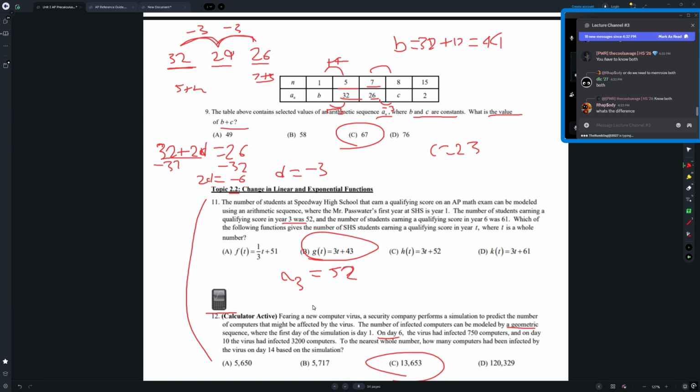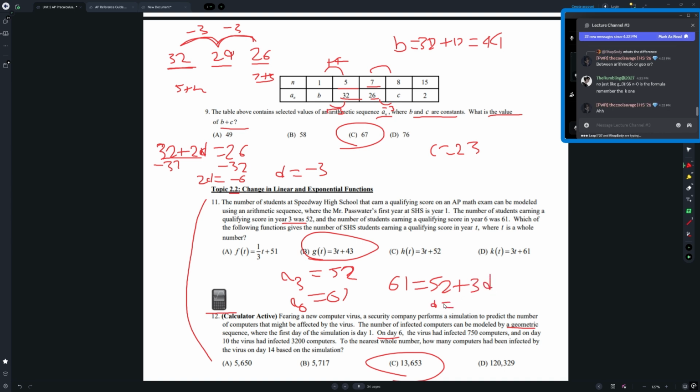You have a of 3 equals 52 and a of 6 is equal to 61, which means 61 is equal to 52 plus a difference of 3 times d. Solve for d, and then that's your slope. And then you would go back 3 terms to get the y-intercept. And that's it. Hope that answered your question for whoever had that question.